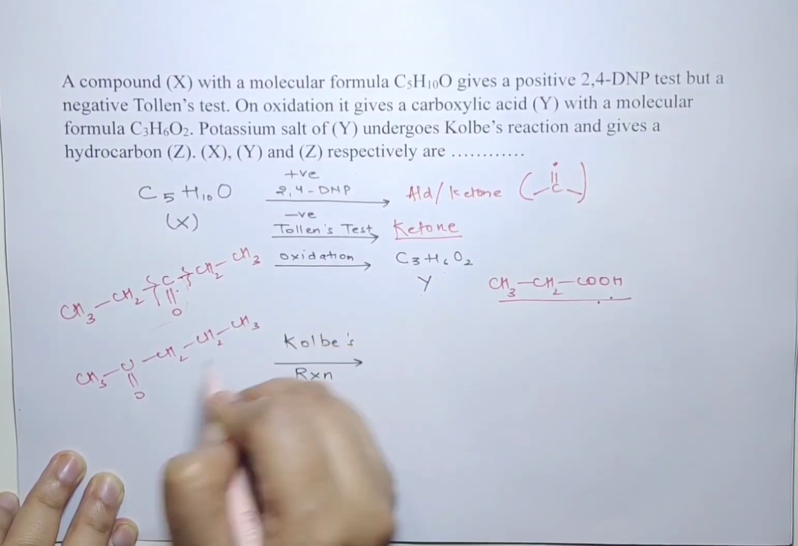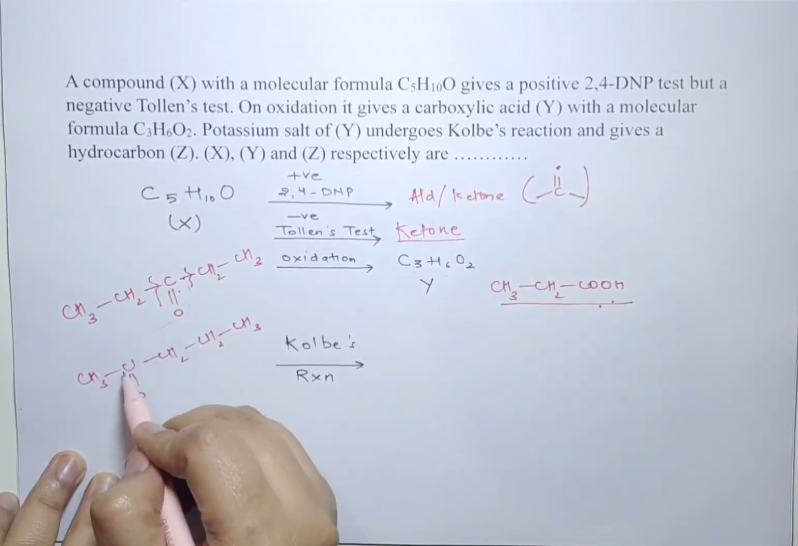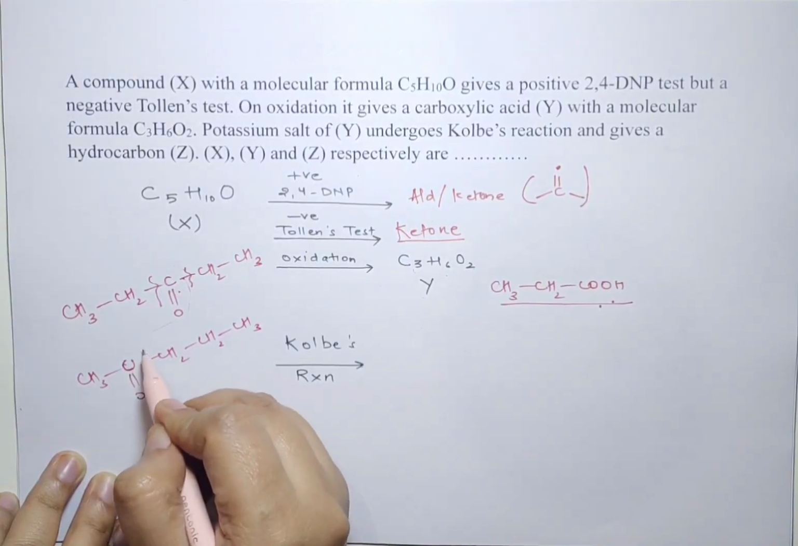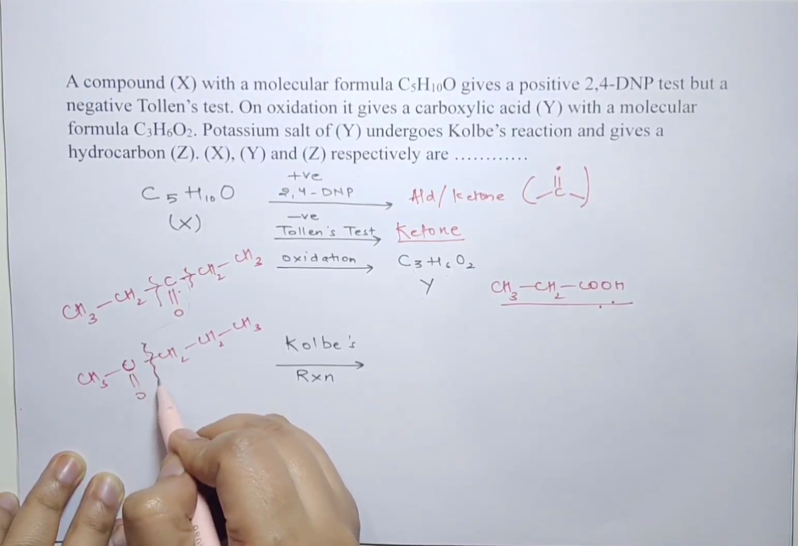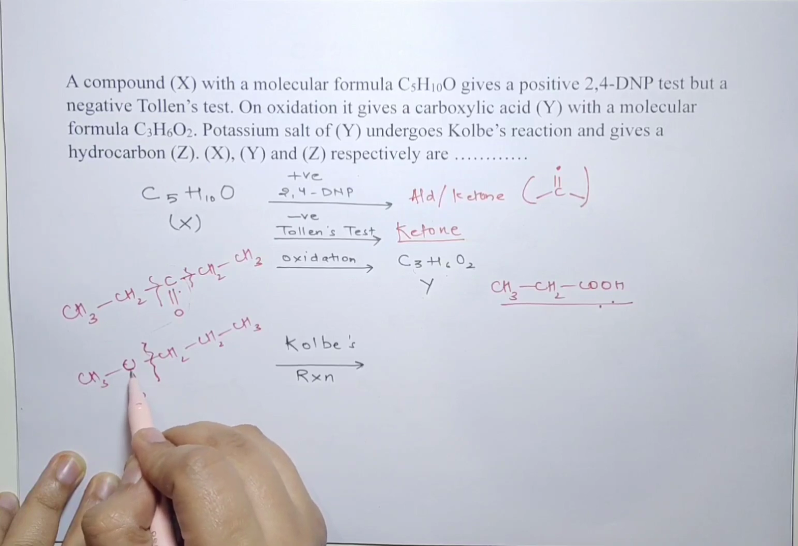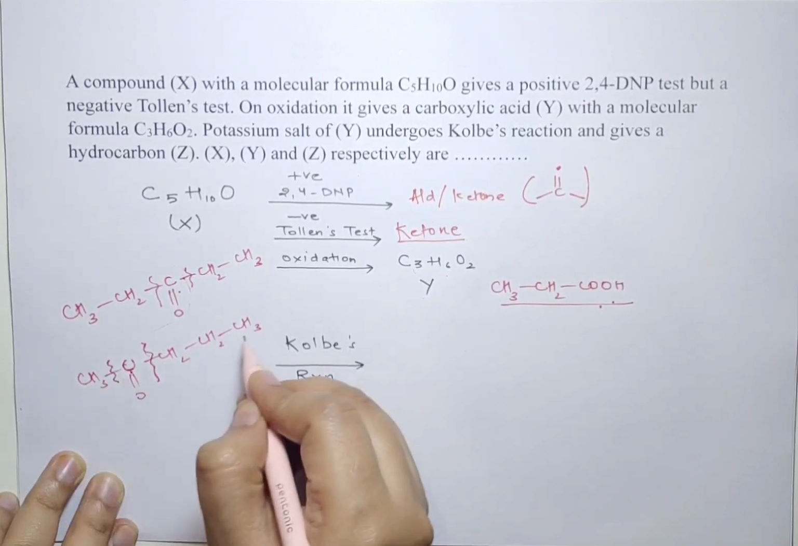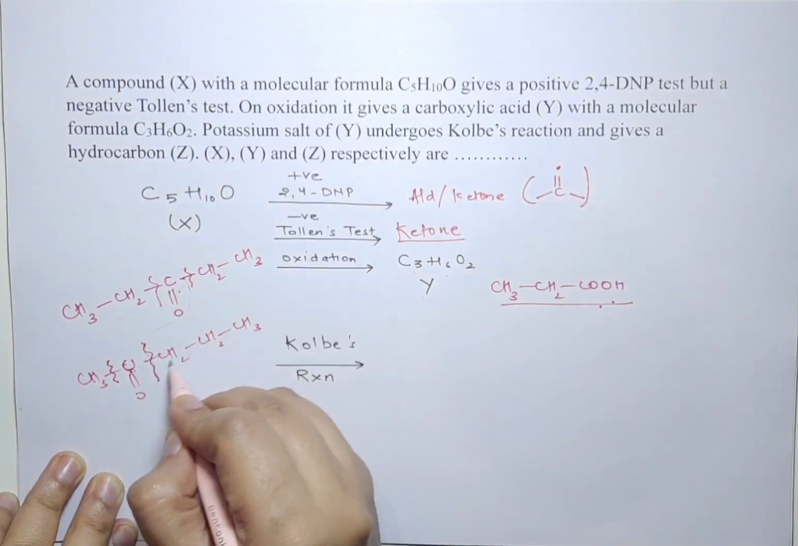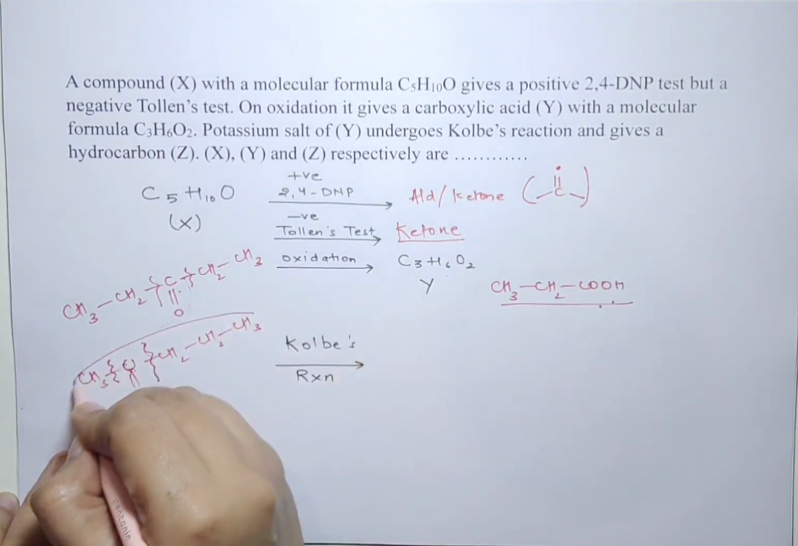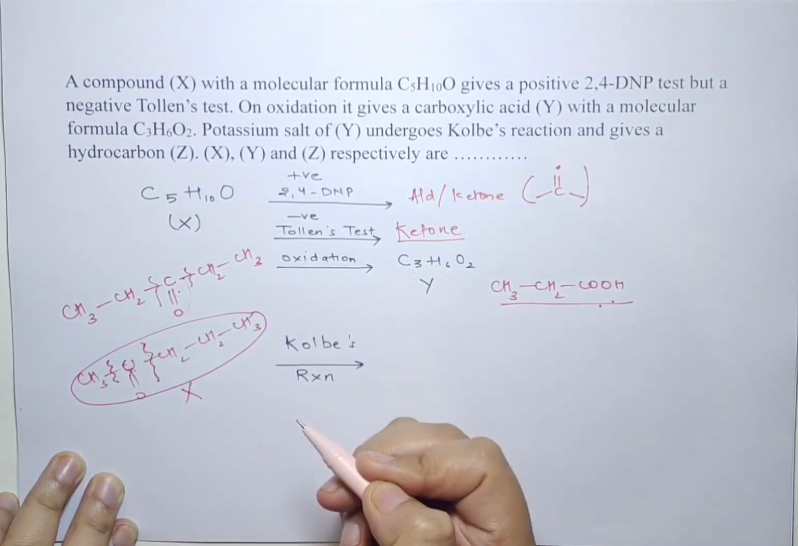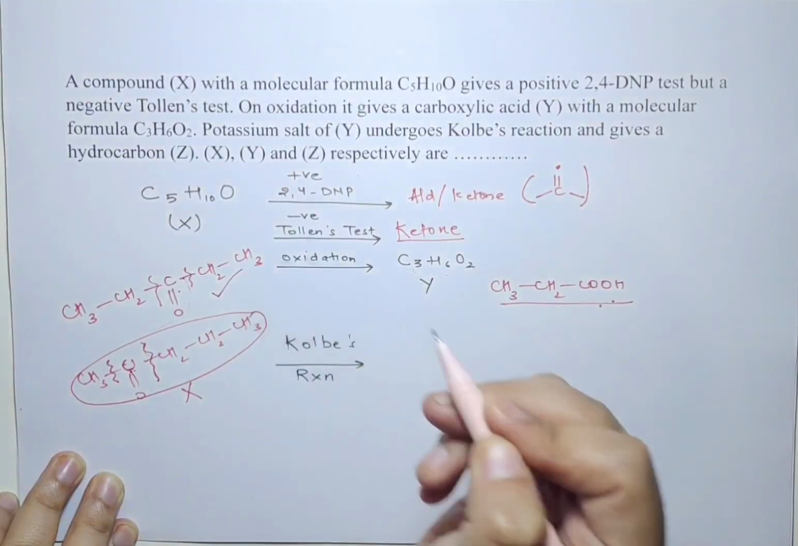But would that satisfy this condition? If it was on the second carbon, then upon oxidation, if this bond breaks, you would get only a 2 carbon carboxylic acid. And if this bond would break, then you would get a 4 carbon carboxylic acid. So this cannot be our ketone. Our ketone can only be this.